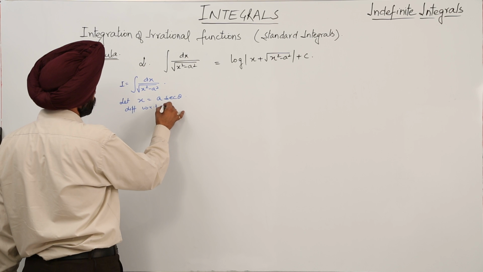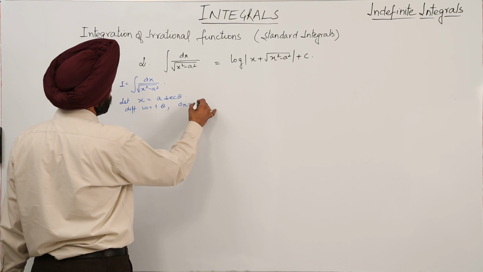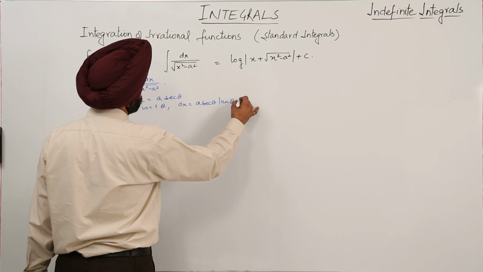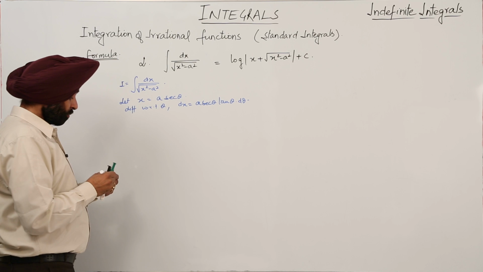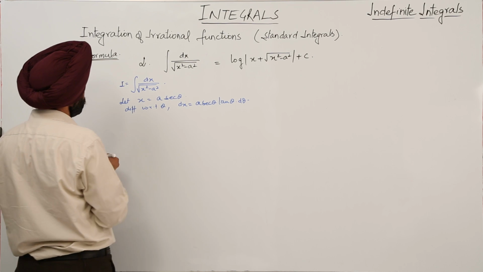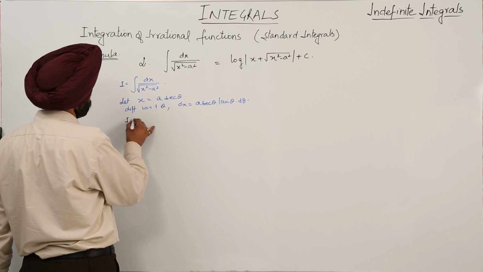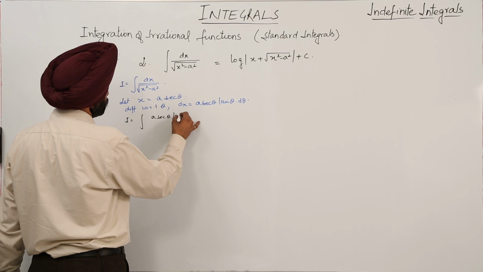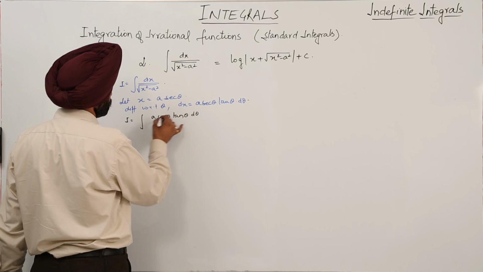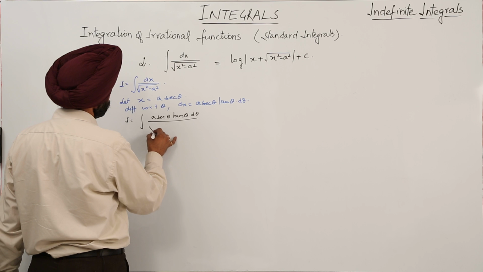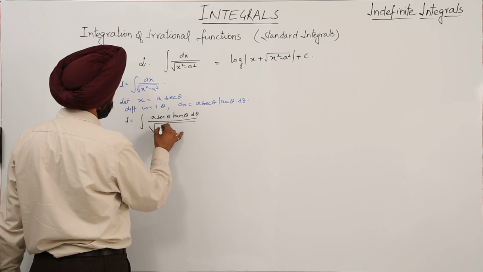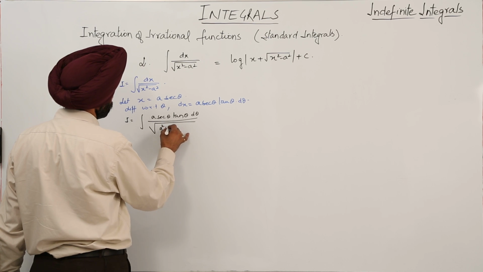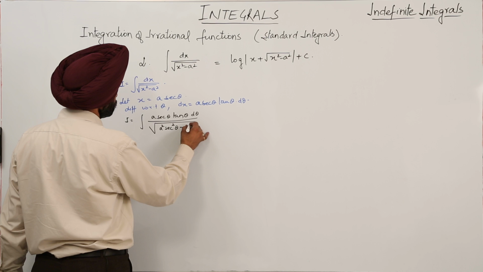with respect to theta, we have dx is equal to a secant theta tan theta d theta. Now putting the values in the question, we have the integration of a secant theta tan theta d theta upon the square root of x square minus a square, that is, a square secant square theta minus a square.